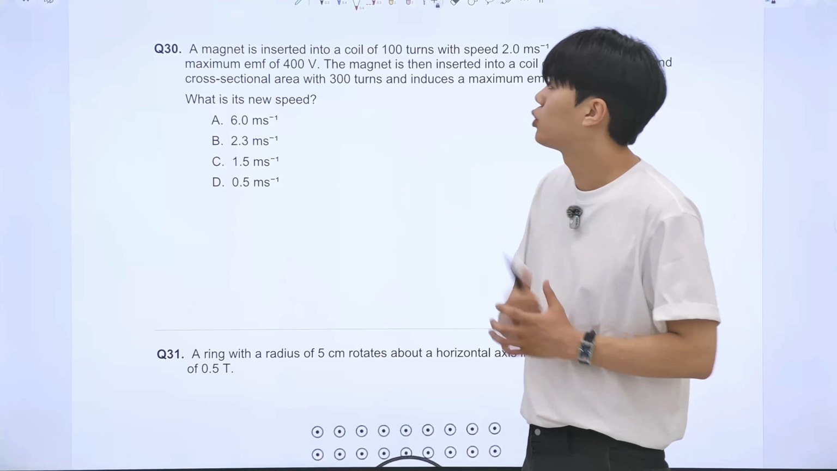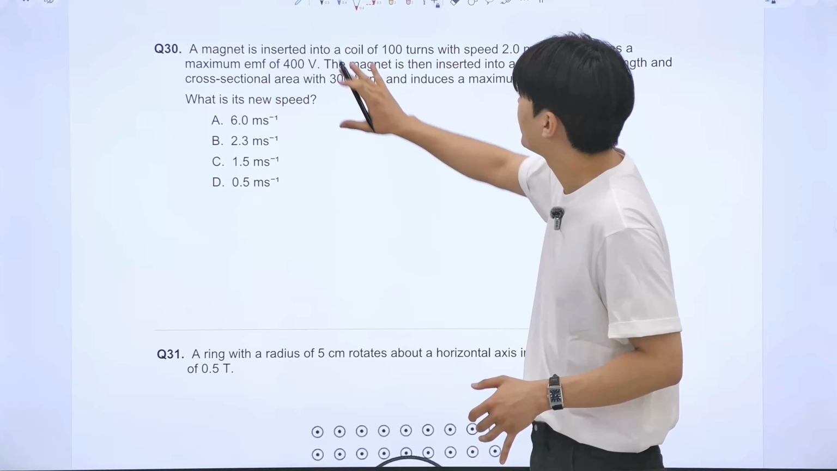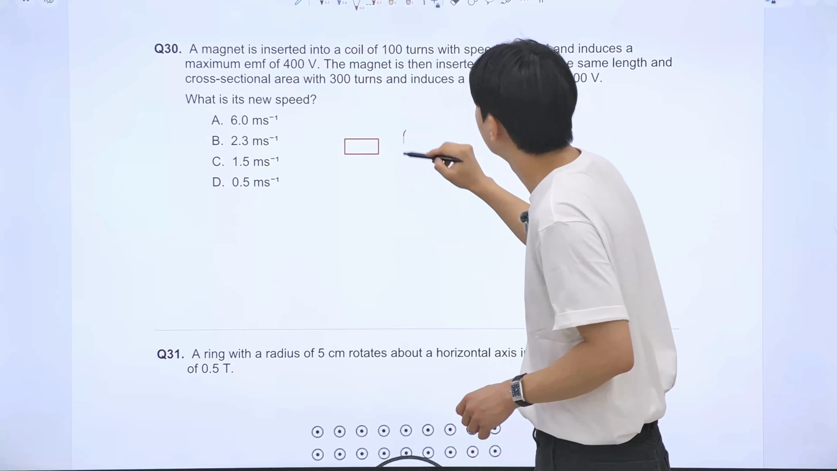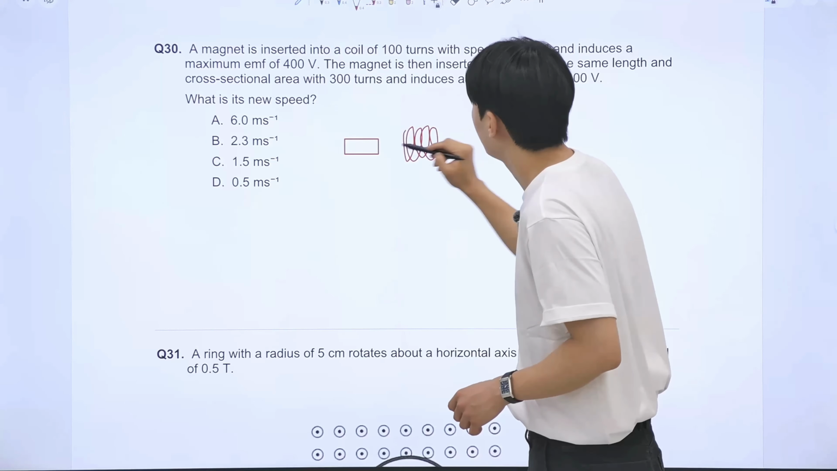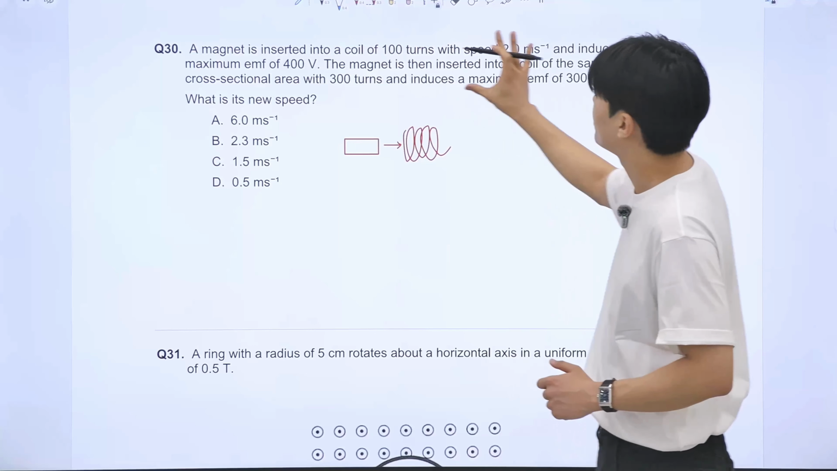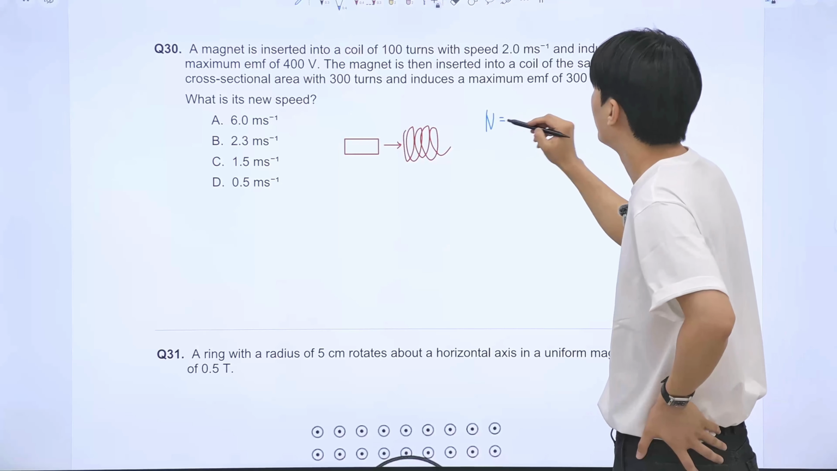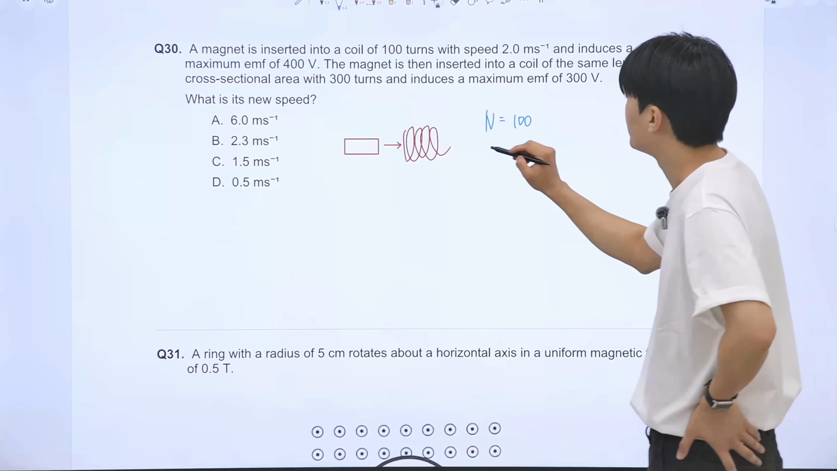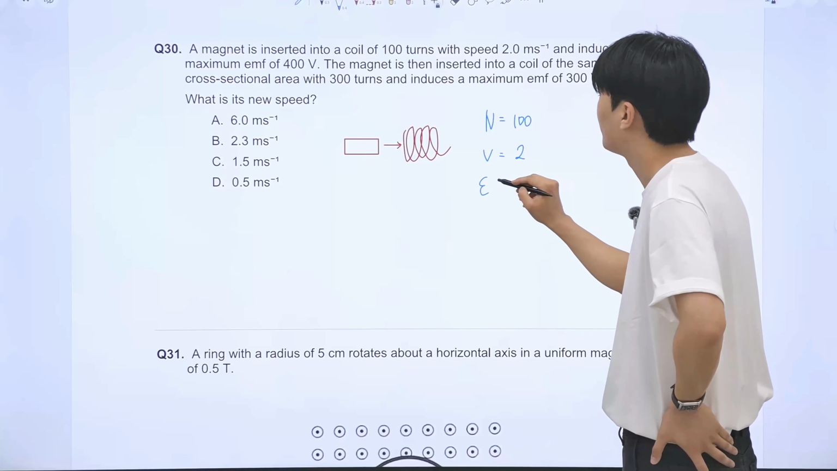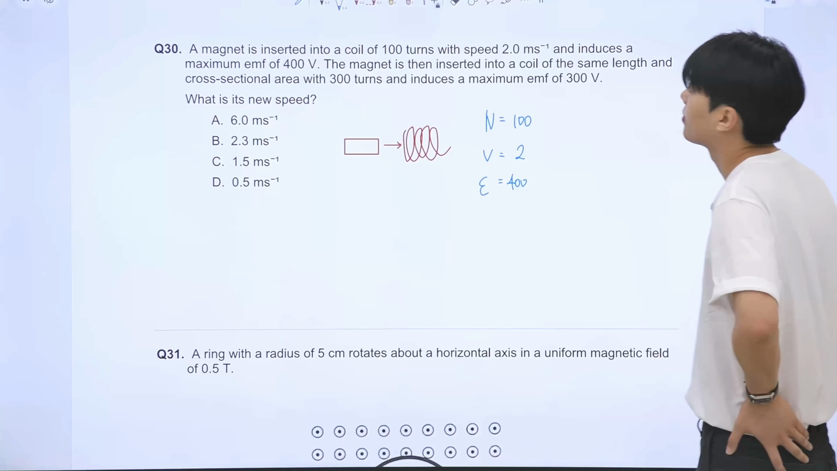Okay, let's get into question 30. We have a magnet going into a coil. It seems like an induction question, right? And in fact, it is an induction question. The conditions given are that the number of turns of the coil is 100, the speed it goes into the coil is 2 meters per second, and the induced EMF is 400 volts, right?